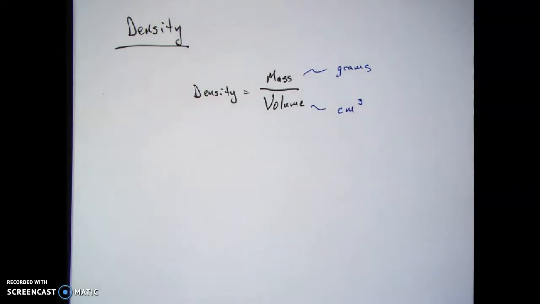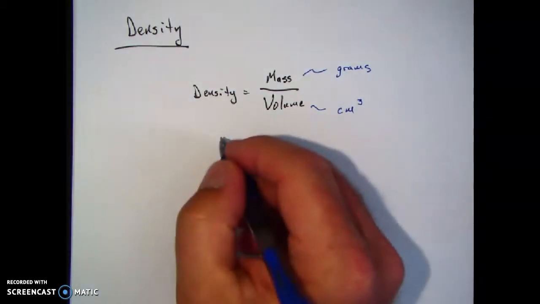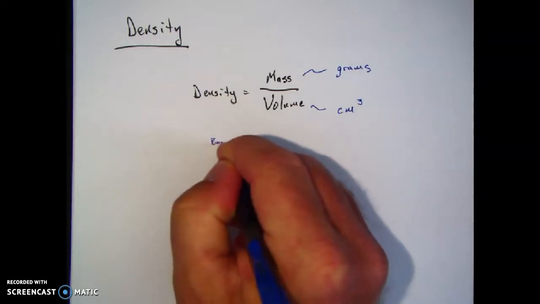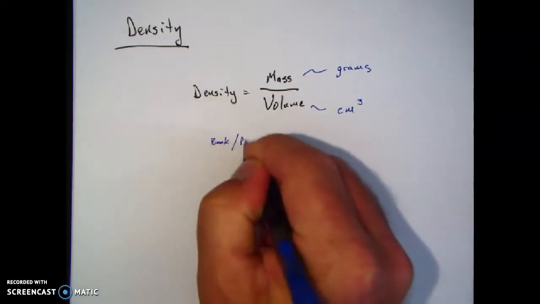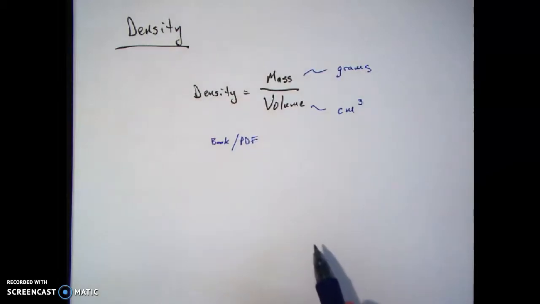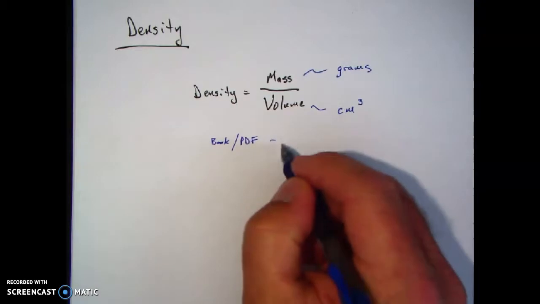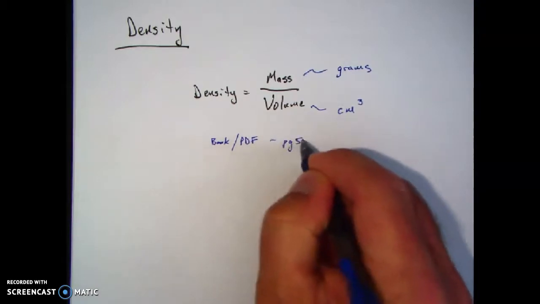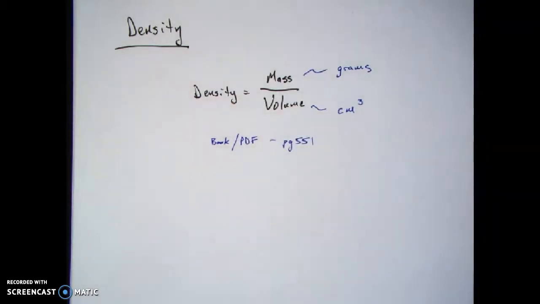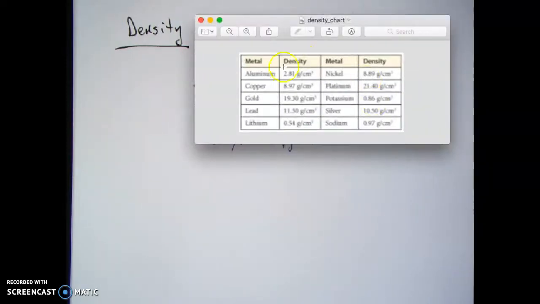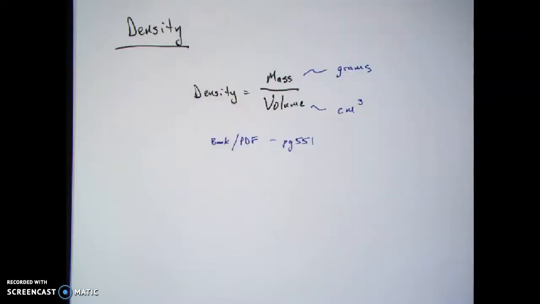On page 551 in your book, or for this assignment, I did put a PDF available on your Google Doc that has all the assignments. But on page 551, there is a chart that lists the different density of different objects. So that chart looks like this, and we've got 5 different metals on this side, their density, 5 different metals here and their density. So we have that chart available to us in our book.